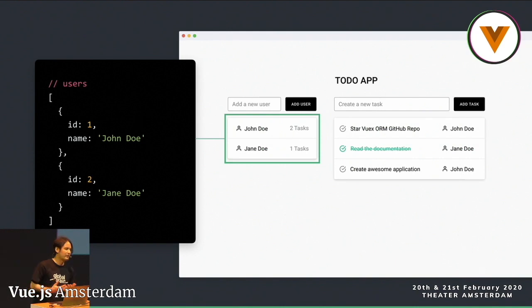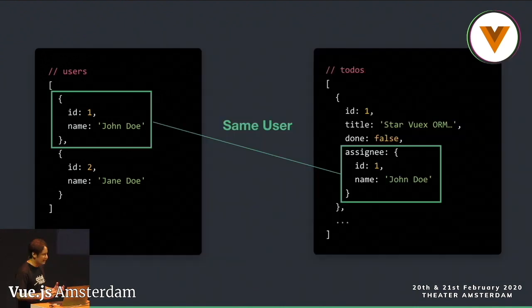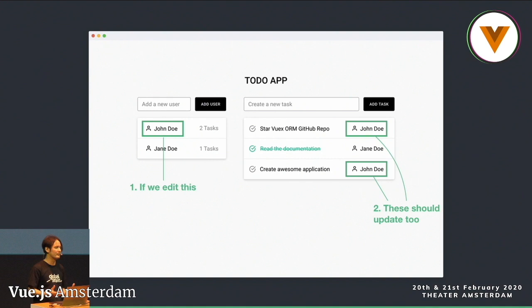But also you have to fetch users. And now we have duplication. These two objects are the exact same user, but now we have them in two separate locations, and this is going to cause a lot of trouble. For instance, what if we want to edit this user inside the user list? If we do that, obviously, the user inside the to-do list has to be updated too. But really, how can we do this, right? The only way is to go through all the to-do list and check if the user name is John, and if it is, then update it.